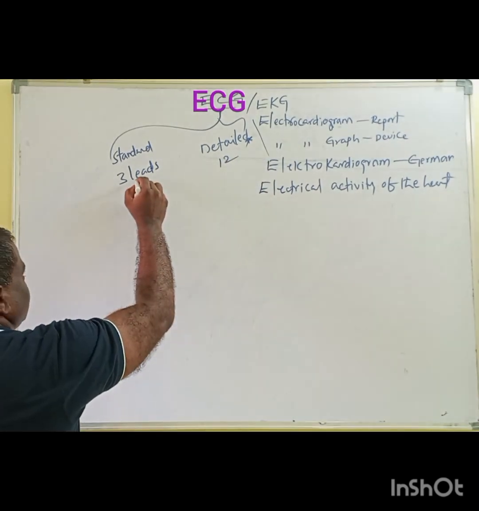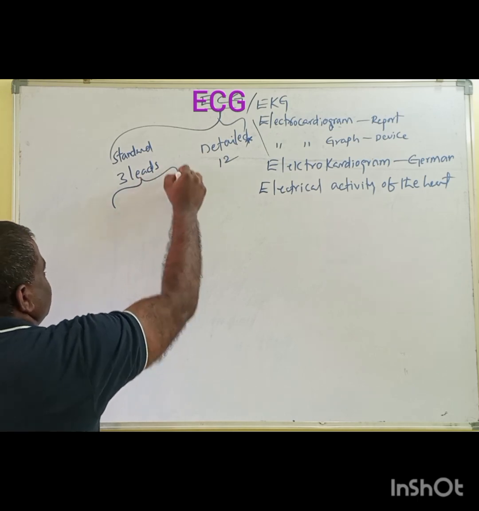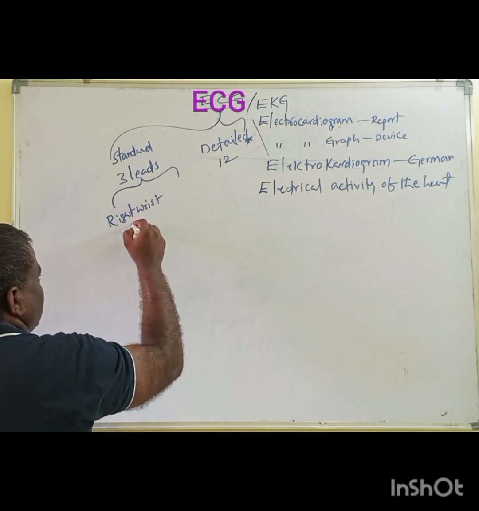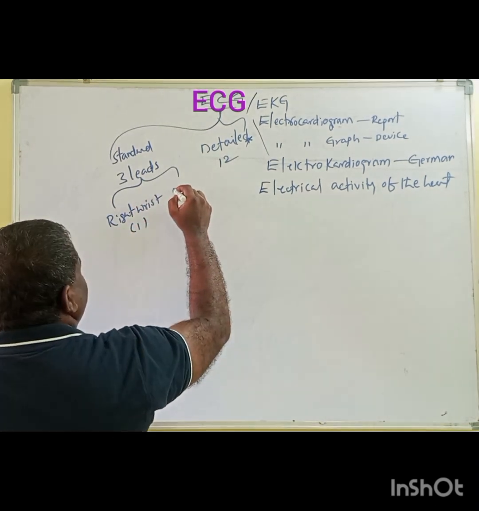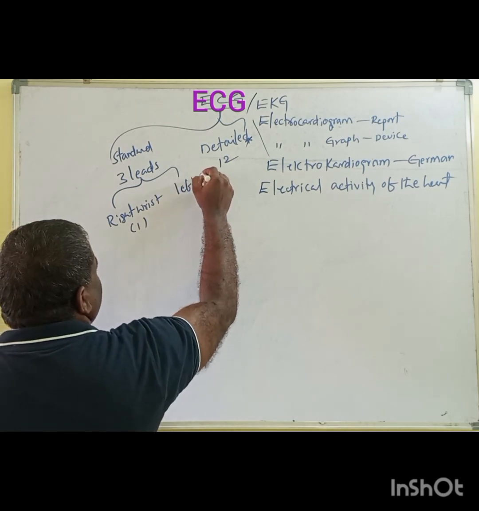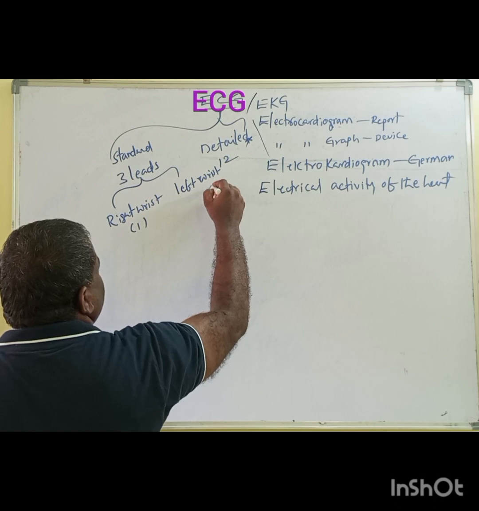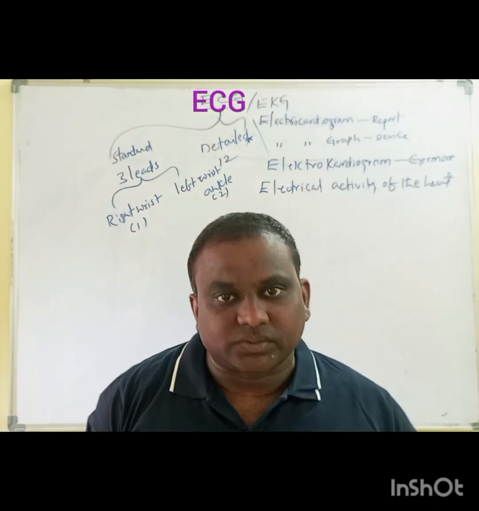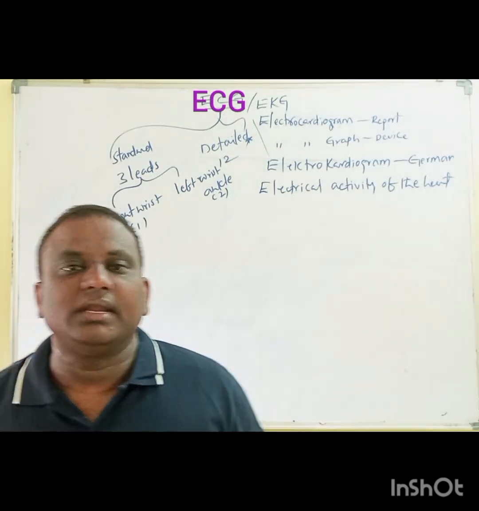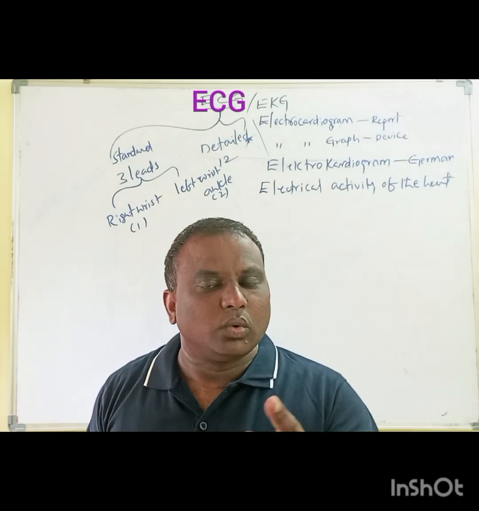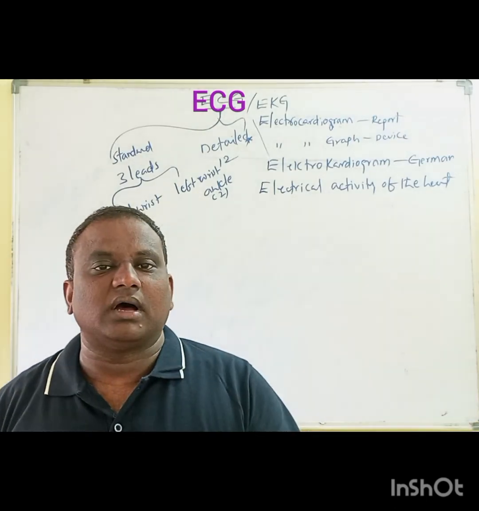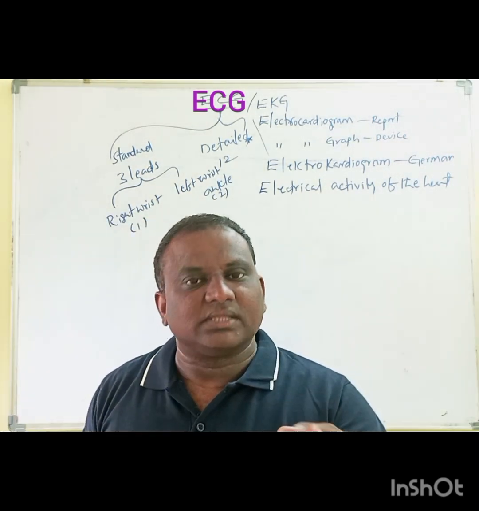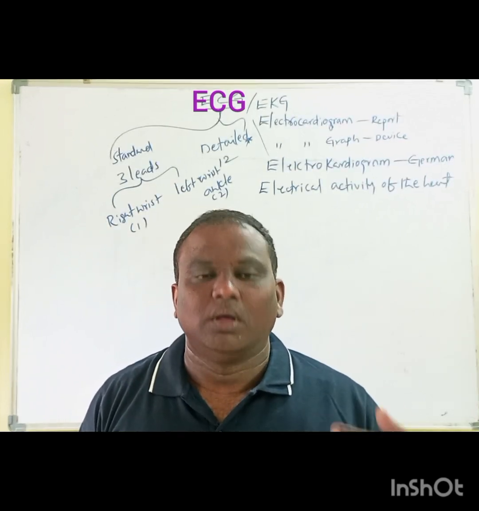Out of 3 leads, one is on the right wrist on the right side, and on the left side, it is the left wrist and left ankle. So this point is very important: which side has 2 leads and which side has 1 lead. Right side, 1 lead, the right wrist. Left side, 2 leads, one on the wrist and the other on the ankle. How to remember where 2 and where 1? The heart is on the left side, so that is the reason for one more lead there.